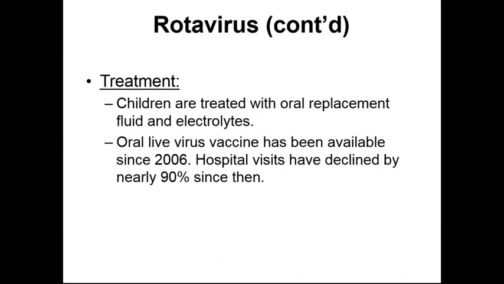Children that contract this disease are going to be treated with oral replacement therapy, so they'll have fluids and electrolytes consumed through a beverage. The oral live virus vaccine has been available since 2006. And since we've started using that vaccine, hospital visits due to rotavirus have been on the decline, approximately a 90% decline since 2006. So within a little bit less than a decade, we've effectively eliminated the vast majority of hospital visits due to rotavirus.